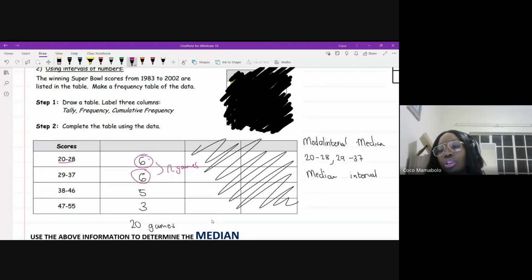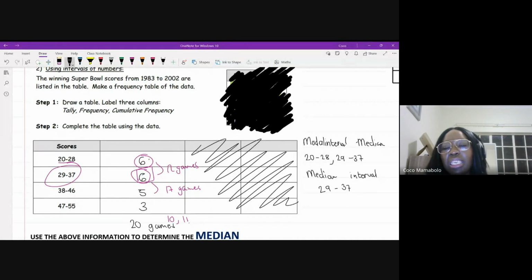We can't include 38 to 46 because when we get to 38 to 46, we are now at 17 games. We're not looking for 17 games. We're looking for the games at the 10th mark and the 11th mark, which would fall in there. So the interval we're looking for is 29 to 37. All right. Are we all good?